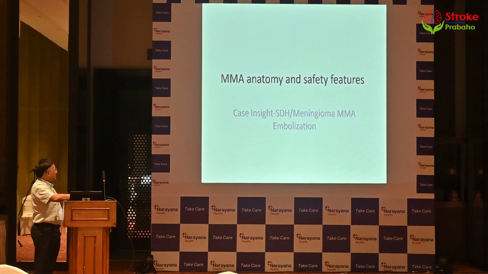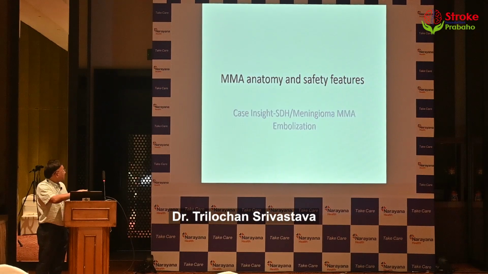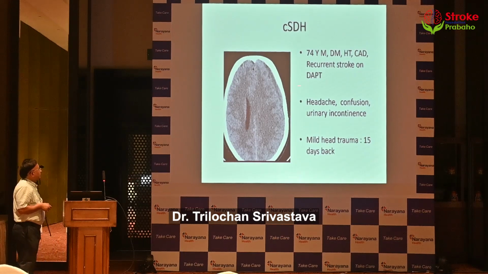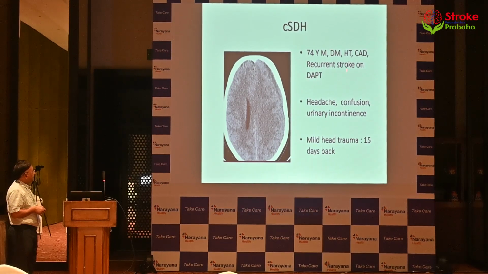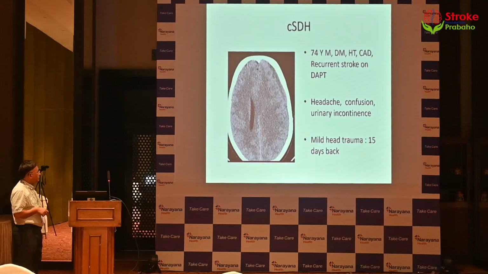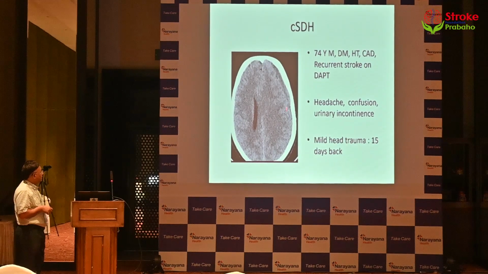So we'll discuss SDH, subdural hematoma, embolization with the middle meningeal artery. Starting with the case: a 74-year-old male with diabetes, hypertension, coronary artery disease, and recurrent stroke on DAPT. He has very high risk factors for coronary artery disease as well as stroke, and presented with headache, confusion, and urinary incontinence, and there was a mild head injury 15 days back.